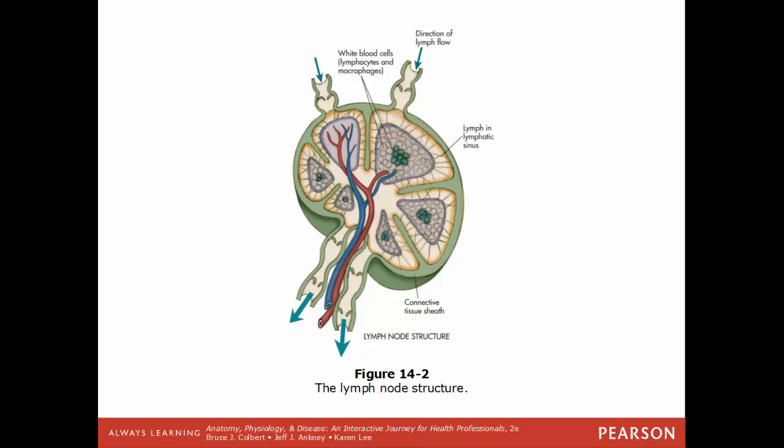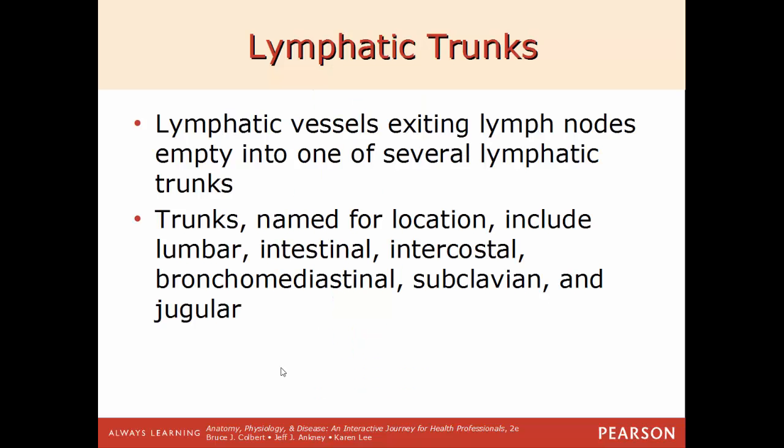Now, here's an illustration of a lymph node and its structure. You have lymph fluid going into the structure here. Then you see the various sections that make up the lymph node. And here you'll find white blood cells that help to filter and destroy pathogens. And then the fluid will exit out the node here. Lymphatic vessels that exit a lymph node will exit into what are called lymphatic trunks. And these trunks are named for the area that they serve.